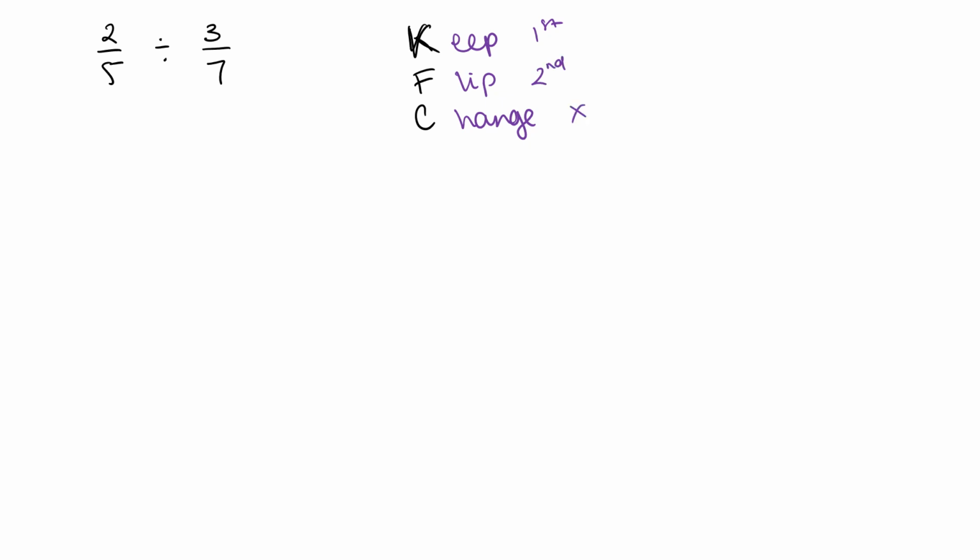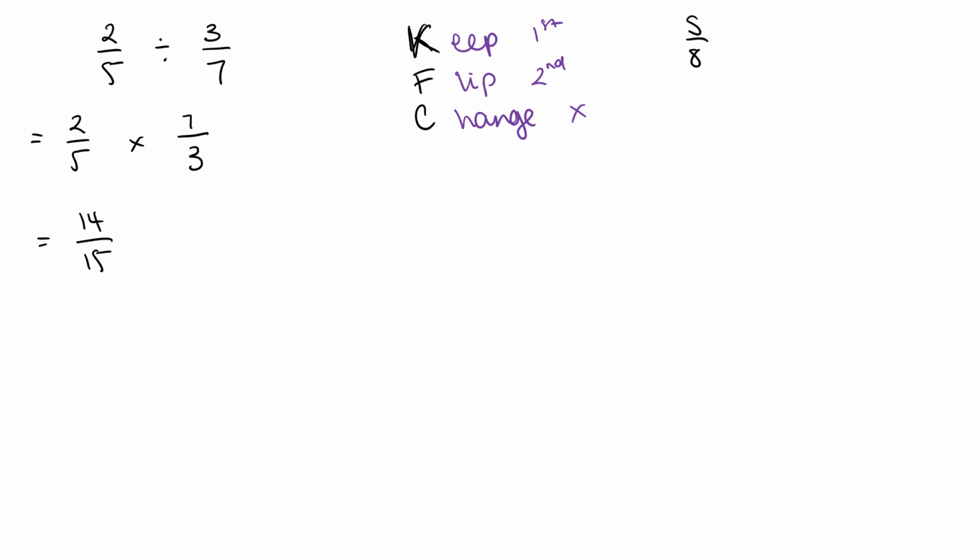So what this ends up looking like is 2/5, and then I'm going to flip that second fraction to make it 7 over 3, and then multiply. And because you guys already know how to multiply, you'd end up with 14 over 15. Okay, so keep, flip, change.